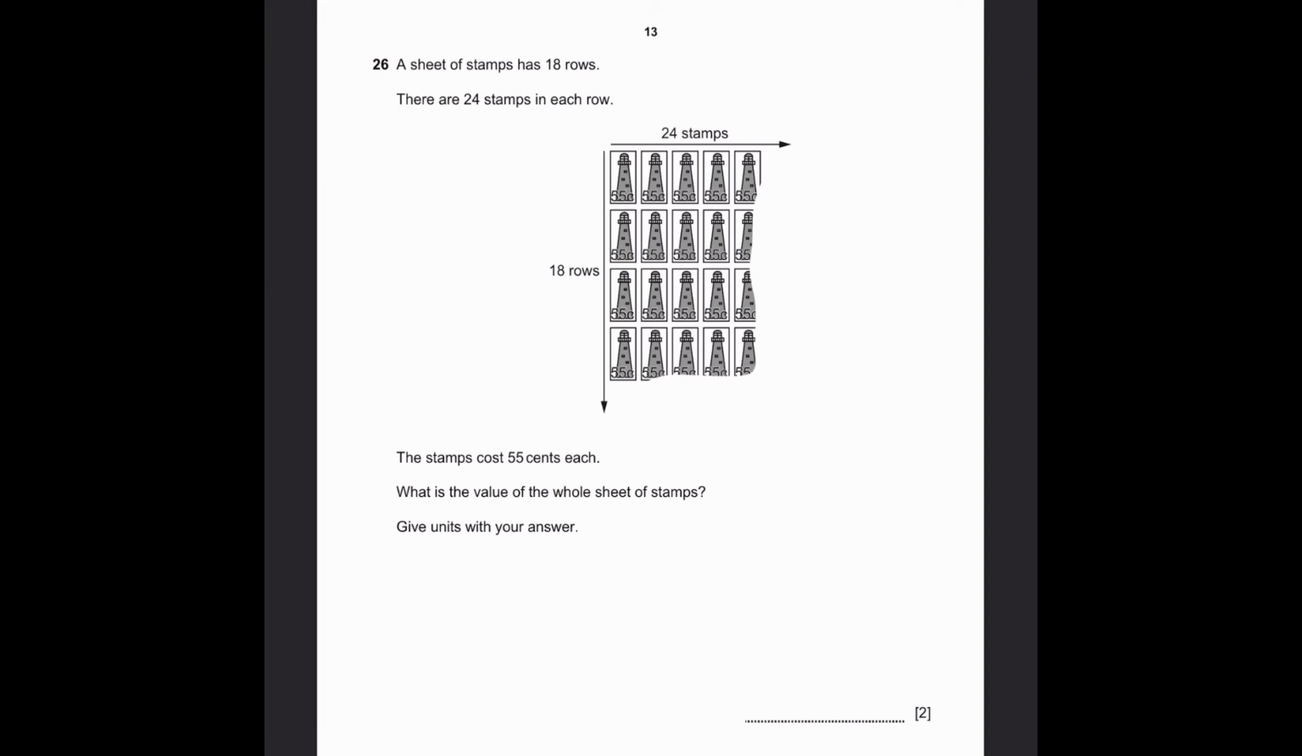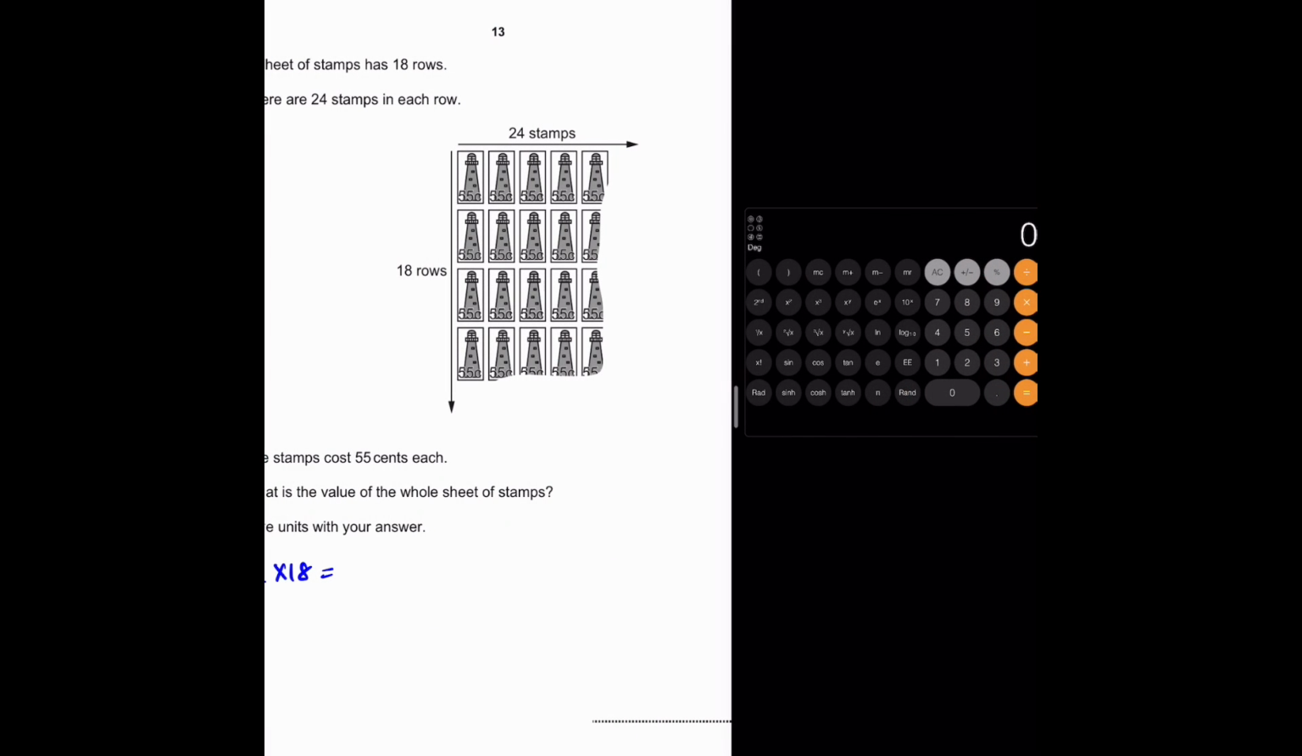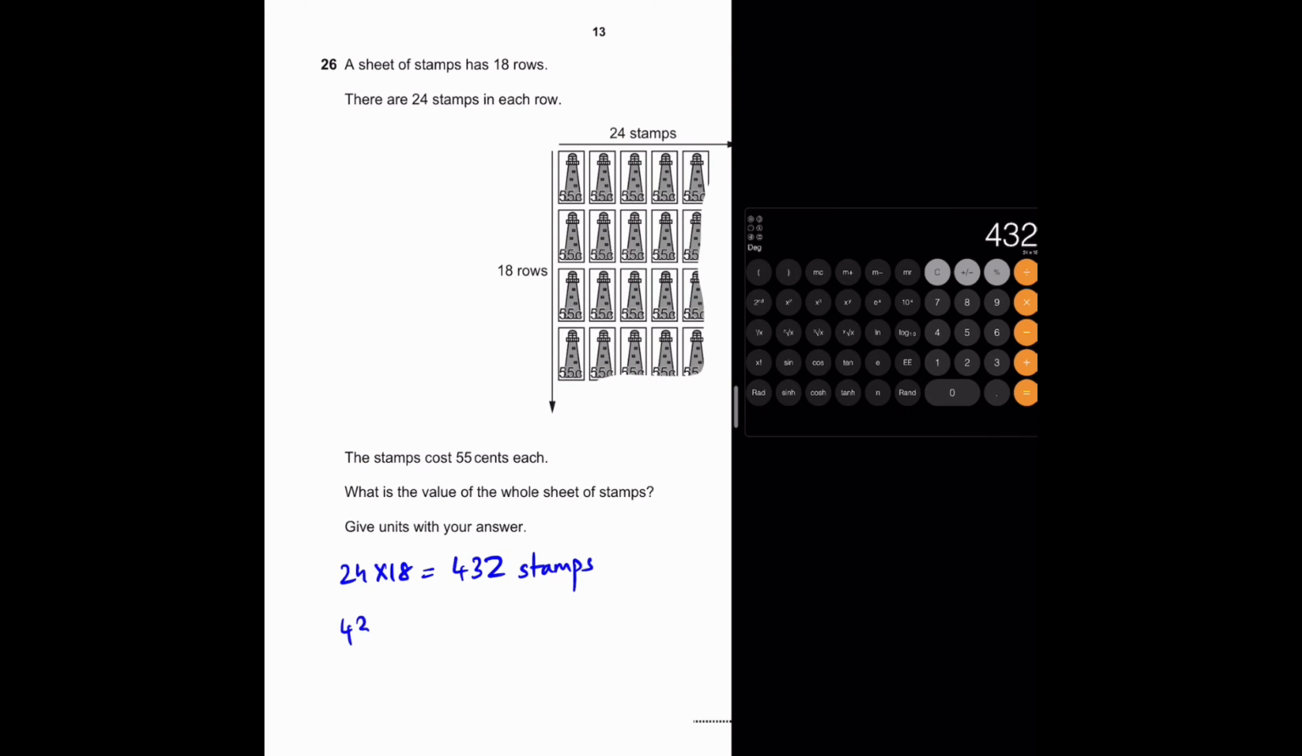That's the answer. Question 26. A sheet of stamps has 18 rows. There are 24 stamps in each row. The stamps cost 55 cents each. What's the value of the whole sheet of stamps? Give units with your answer. There are 24 into 18 because 24 stamps and 18 rows. 24 per row. And let's get a calculator. 24 into 18. That'll be 432 stamps. Now, that'll be equal to 432 into 55 cents.